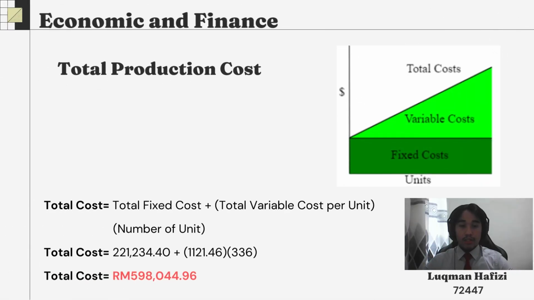Total production cost. The total cost in manufacturing refers to the sum of all costs incurred in the production of goods or services. As we can see, total cost equals total fixed cost plus total variable cost per unit multiplied by the number of units produced. In our analysis, the fixed cost consists of the machinery cost and the factory building cost, whereas the variable cost consists of material cost, labor cost, and utility cost. After calculating the fixed cost and the variable cost per unit, we get the total cost equal to RM 598,044.